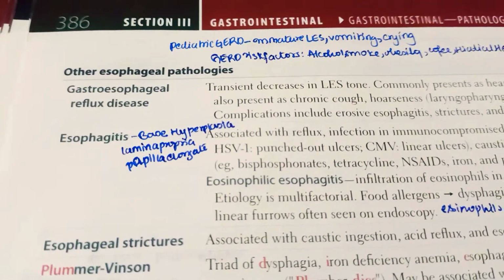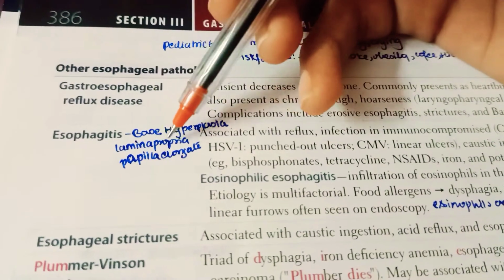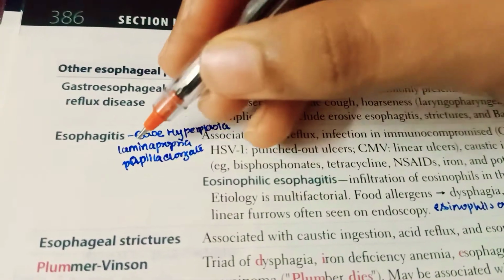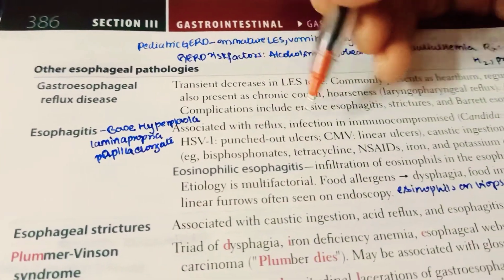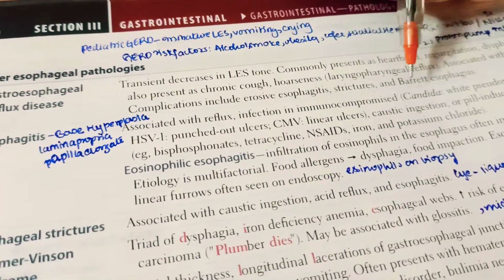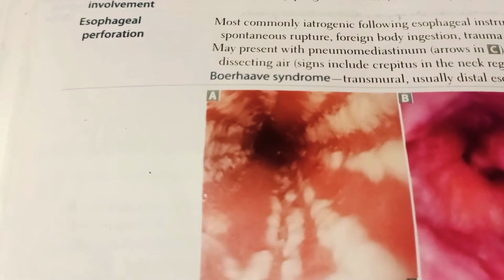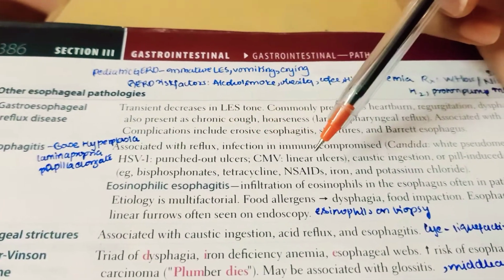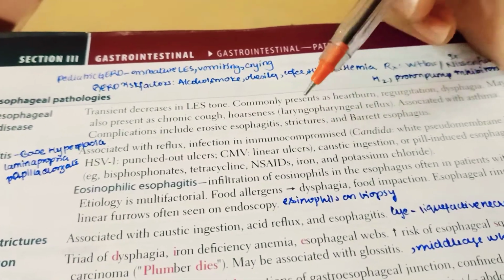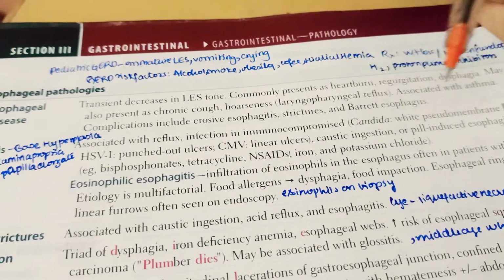Now coming to esophagitis, in the name itself you can see that itis means inflammation of the esophagus, especially the basal layer will undergo hyperplasia, and the lamina propria papilla will elongate. It is also associated with reflux and infection like candida. Candida will form a white pseudomembrane. In this diagram you can see a candidal infection of the esophagus, white pseudomembrane is formed. And also HSV1 will form punched out ulcers, cytomegalovirus will form linear ulcers. These are important: HSV1 punched out, CMV linear, candida white pseudomembrane.